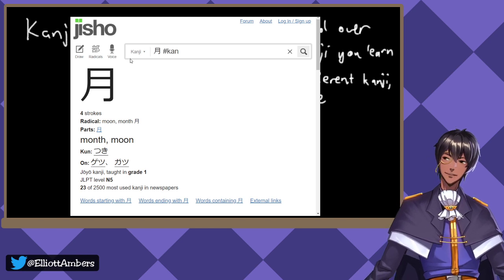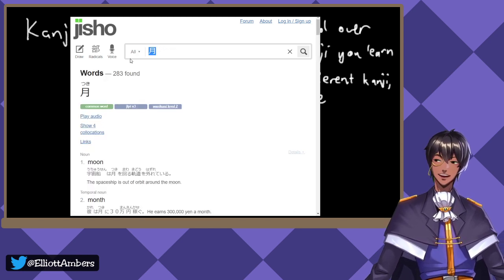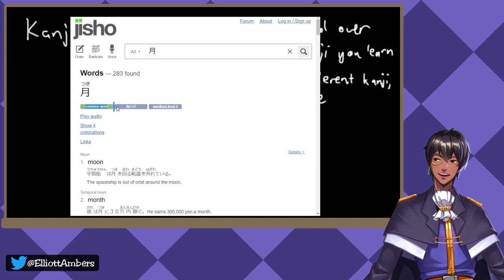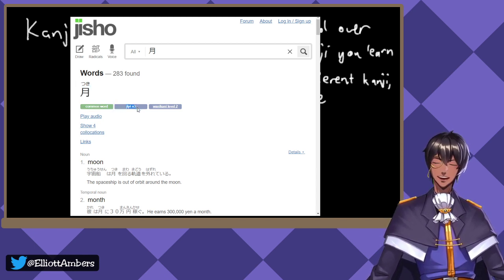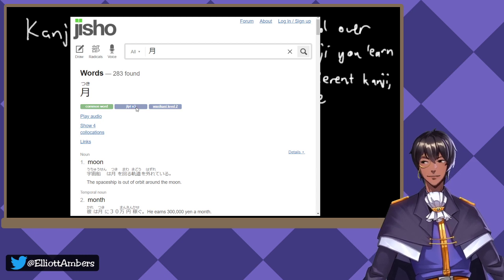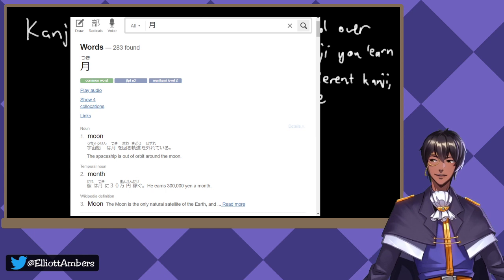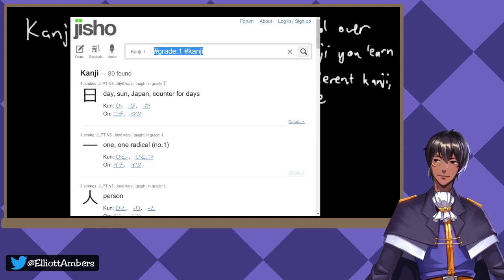Let me just look up this here. Jisho itself is a very, very useful tool because it gives you a lot of information about the kanji that you learn as you want to learn it. Like here, Tsuki, common word. It's saying it's N3, but it just said earlier that it was N5. And that Wanikani will teach you this at level 2. We go to other kanji.